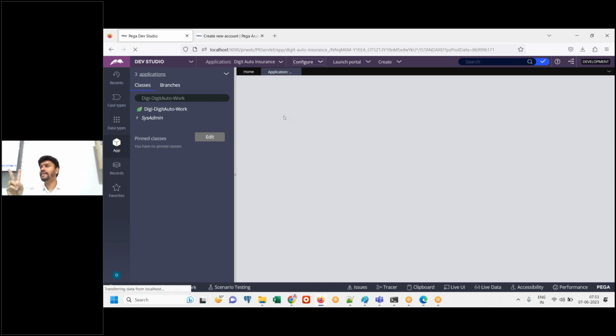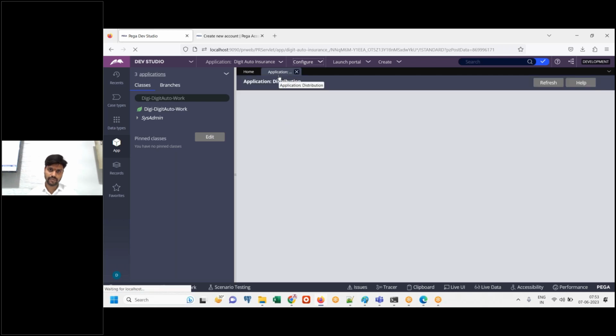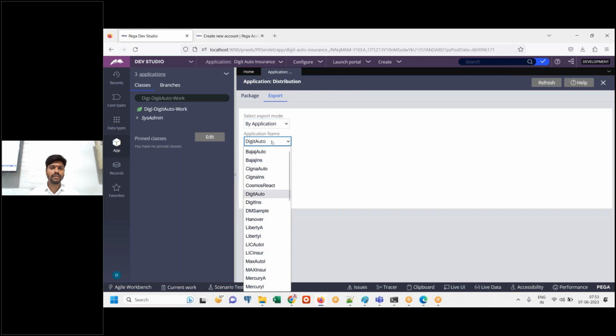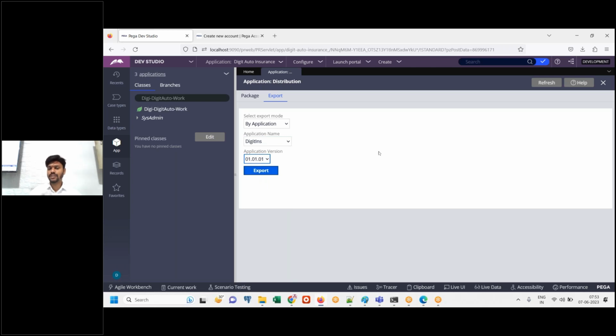you have 2 applications, right? You have to download twice. See here. So here, what are you going to do? DigitAuto, DigitINS, I have 2. Insurance framework, export. First the framework application, all its functionalities, everything will be exported. Okay, look here.